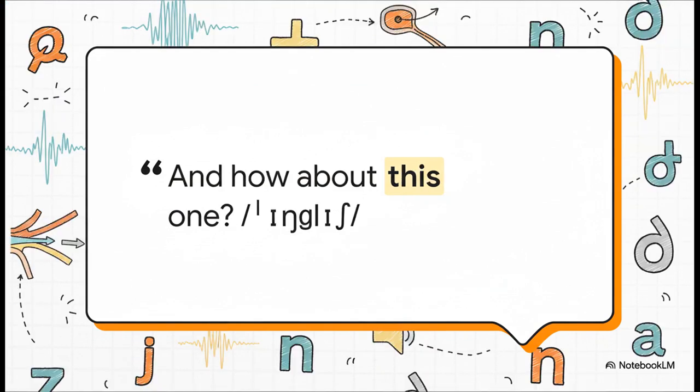Ready for one more? This one looks a little more complex, but trust me, we know all the parts. We start with that short I, then the ing from wing, then a hard g, a l, another short e, and we finish with the sh sound from shoe. Let's blend it all together. English. It's English, the very language we're speaking right now.